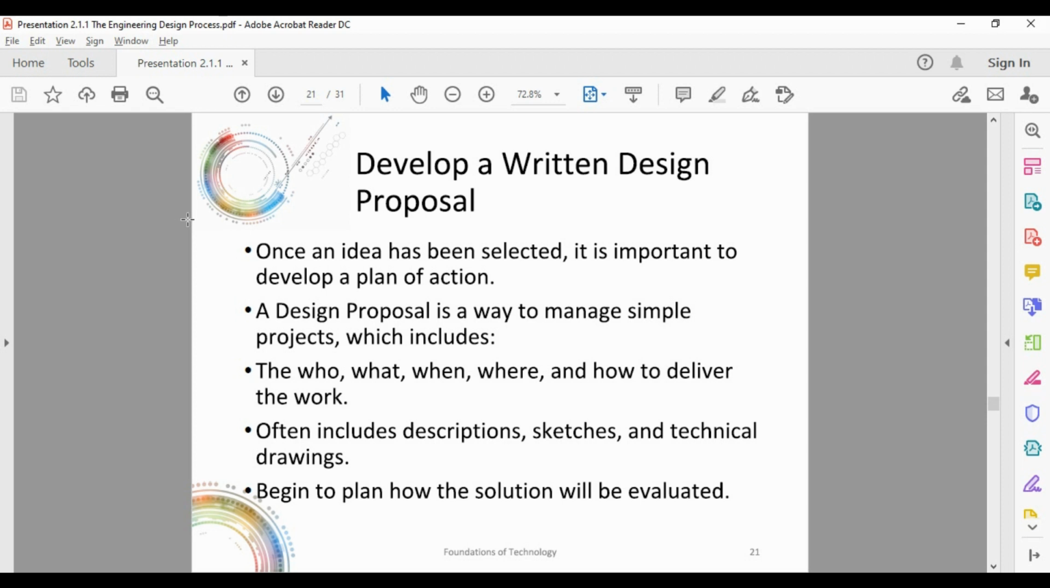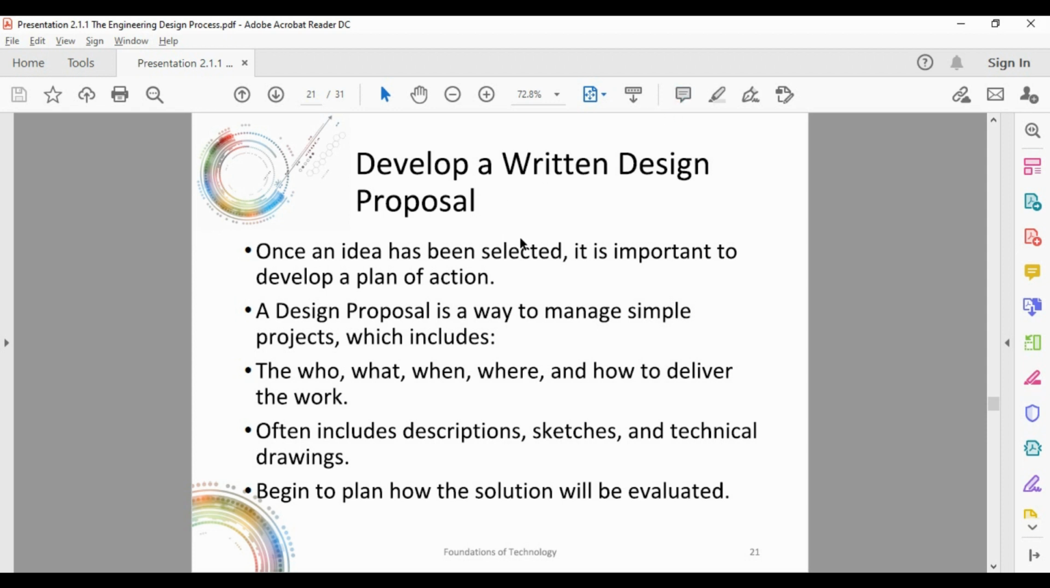Develop a written design proposal. So once you've gone, let me back up for a second. Look at all the work that is going into this before you ever truly get into designing and prototyping. When people think engineers, they think design and prototype. And look at how much work we're covering before we ever get into actual prototyping.